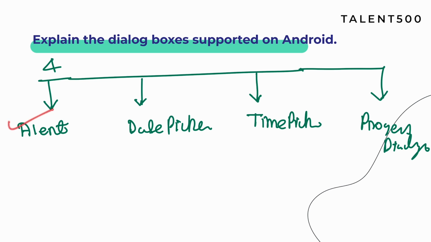Alert dialog, it supports 0 to 3 buttons along with a list of selectable items like radio buttons and check boxes. Date picker dialog is used for the selection of date by the user. Time picker is for selecting the time by the user. Progress dialog is used to display a progress bar, and it is an extension of the alert dialog. It also supports the addition of buttons. Sorted? These are the four dialog boxes: alert dialog box, date picker, time picker, and progress dialog.